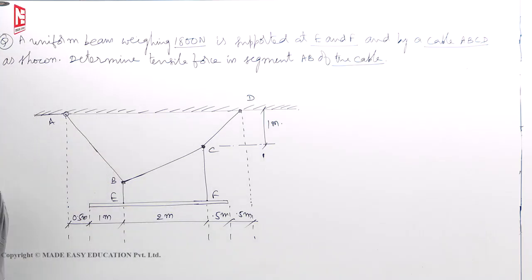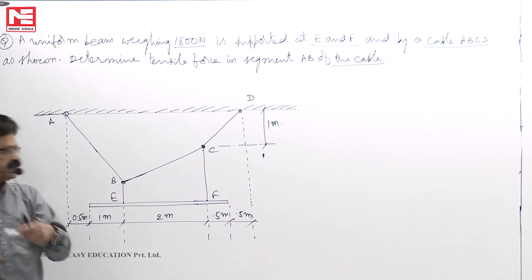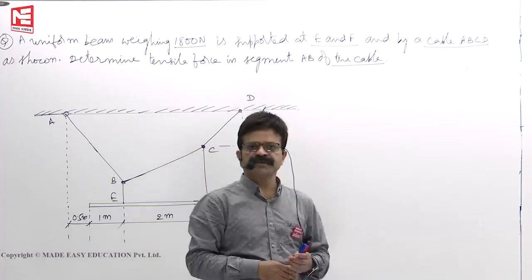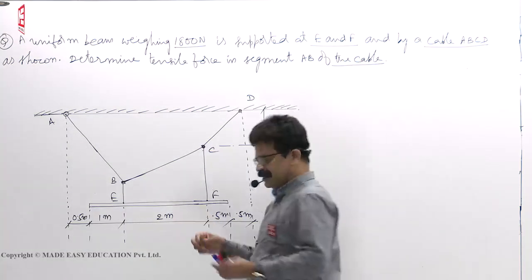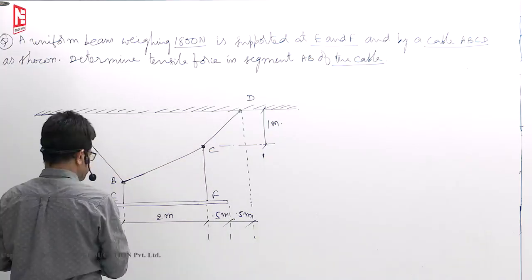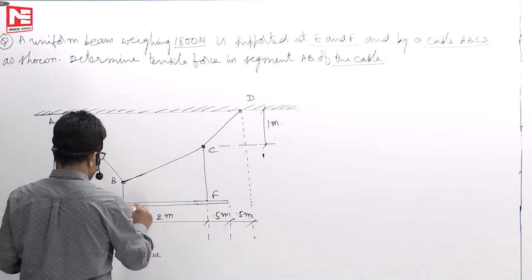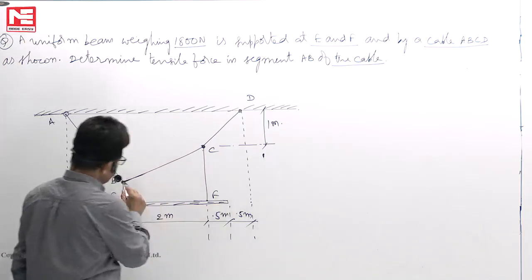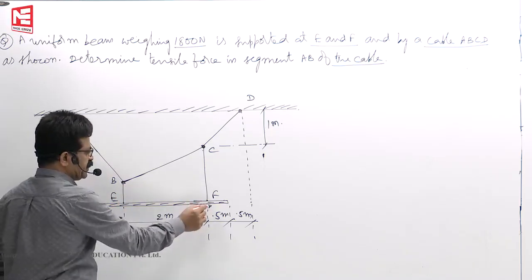Now, this is the problem. It's a 2 marks question. You have 2 minutes time. There is one beam here supported by two cables at E and F.